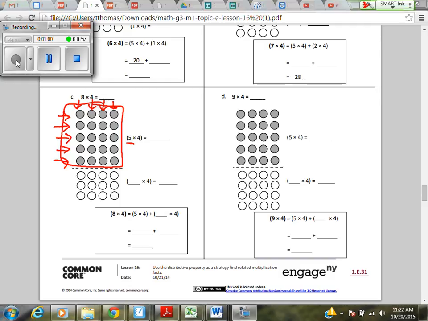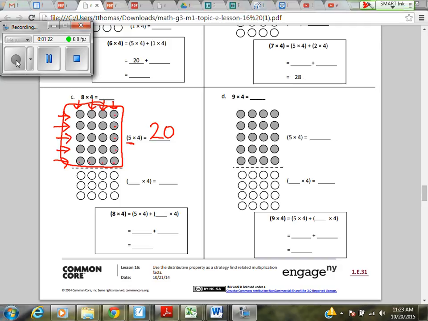If I were to count all of them, I would get a total of 20, all of the dots. I could count by 5s: 5, 10, 15, 20. I could count by 4s: 4, 8, 12, 16, 20. But I would get 20 either way. So I know that this part of the array is equal to 20.